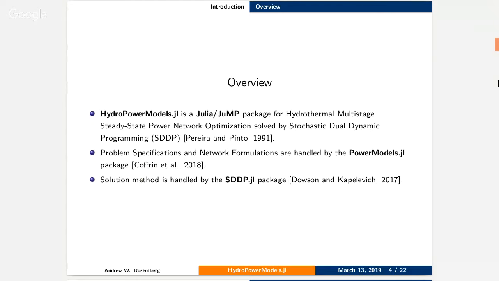and Statistics. Well, HydroPowerModels is a JuMP package for hydrothermal multi-stage steady-state power network optimization solved by stochastic dual dynamic programming. The problem specifications and network formulations are dealt with by PowerModels, while the solution method is handled by SDDP.jl. PowerModels was published in a paper in 2018 by Coffrin, and Oscar Dowson published a paper with Kapelevich in 2017 about his package, SDDP.jl.